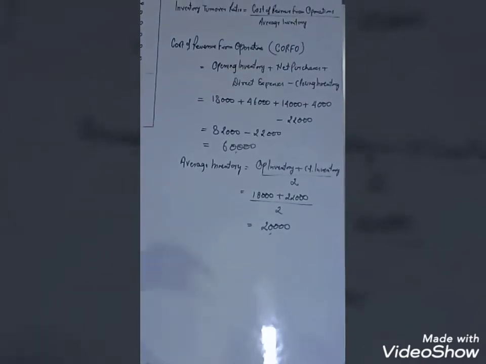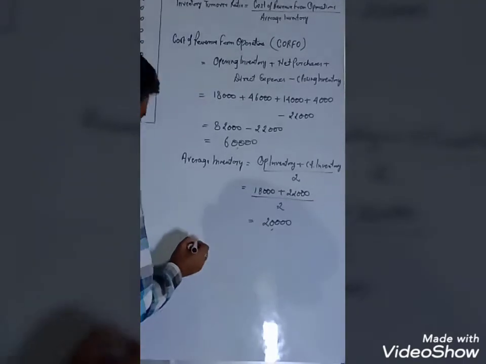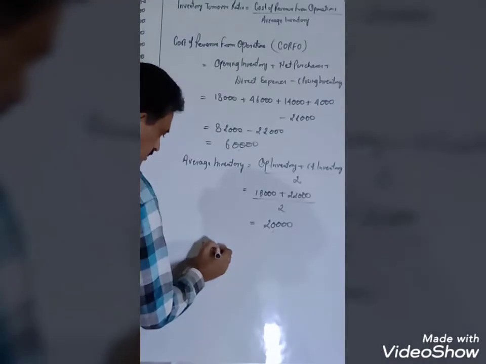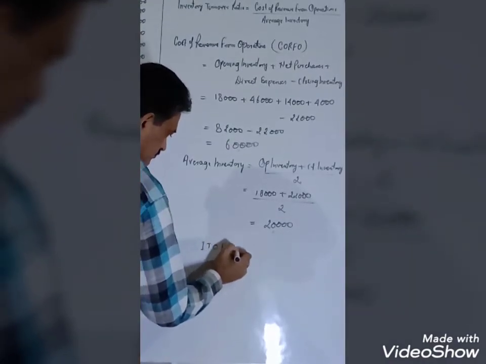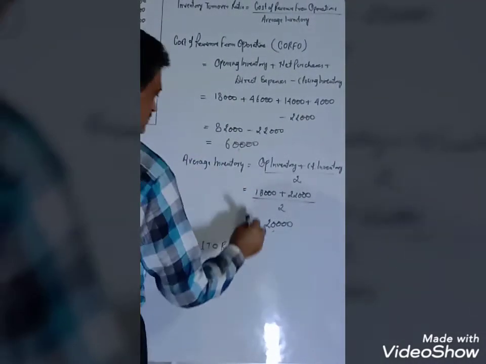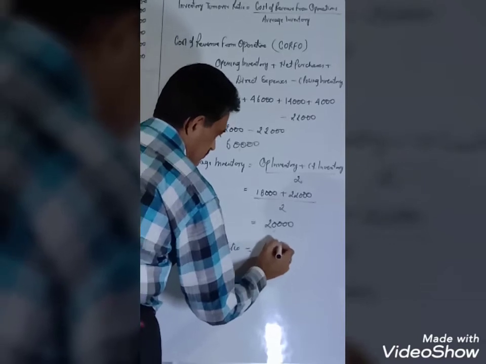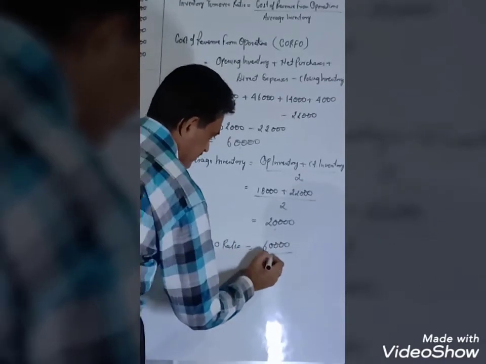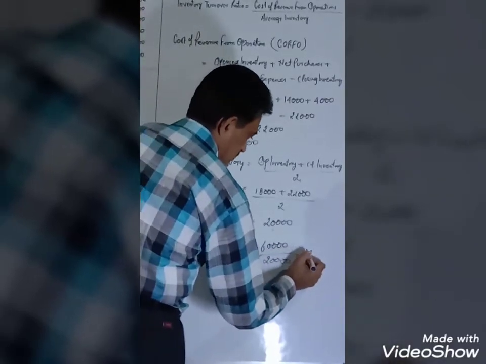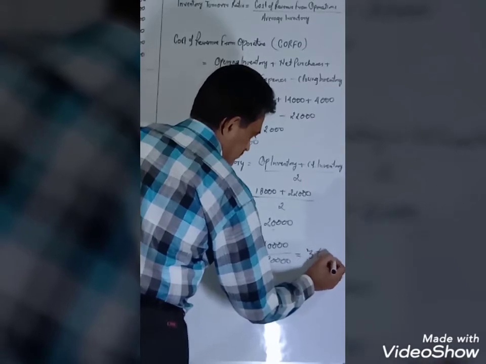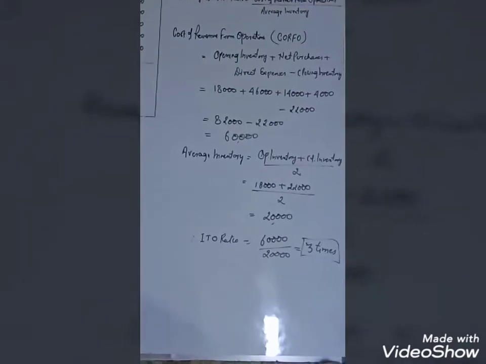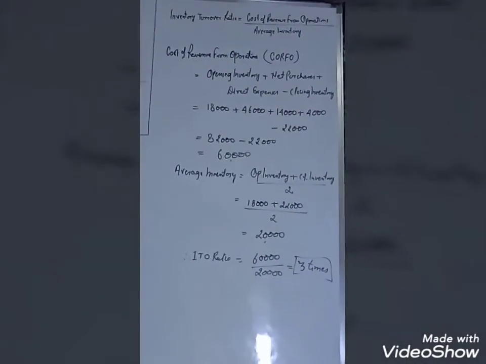Now the inventory turnover ratio is to be calculated. Therefore, inventory turnover ratio is cost of revenue from operations 60,000 divided by average inventory 20,000. This is 3 times. This is your answer. The inventory turnover ratio is 3 times.